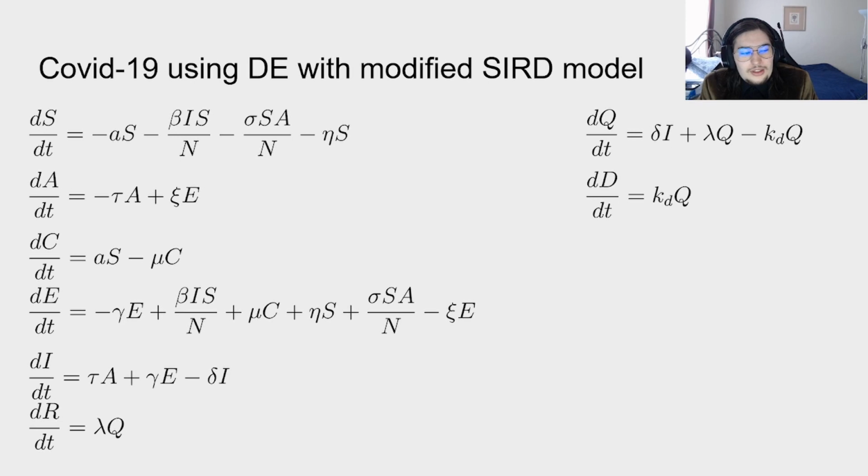The E is the exposed function. I'm sorry, not rate. The exposed people to the disease. And the Q is the population that were quarantined in COVID. For example, we know that many people need to go to quarantine to not spread the disease so fast.